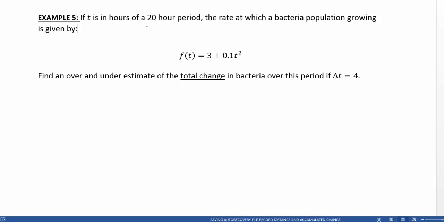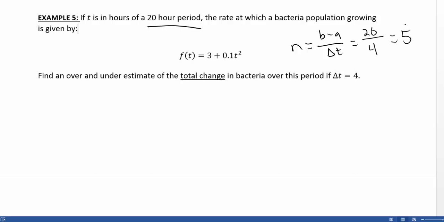Now, if delta t equals 4, what do we know about n? So a 20-hour period tells me that b minus a is 20, because that's the length of my interval. So I have b minus a over delta t is going to give me n. If I have a 20-hour period and I divide by 4, that means I'm going to be doing 5 estimates. N equals 5. Delta t is important because that tells me how I'm going to get from time equals 0 to time equals 20, right? Because it's a 20-hour period. So delta t equals 4 means that I'm getting there by counting by 4s.